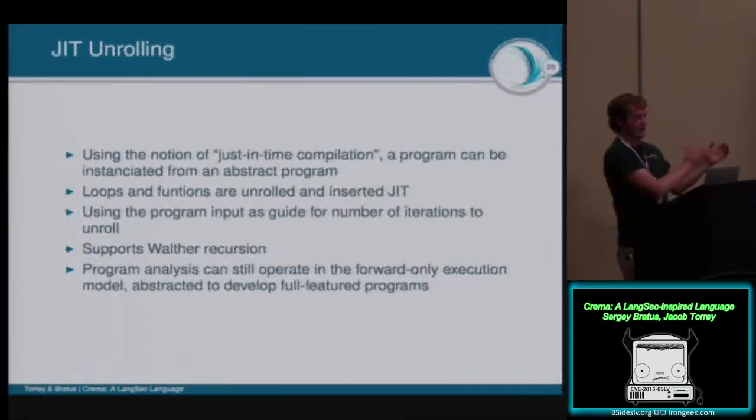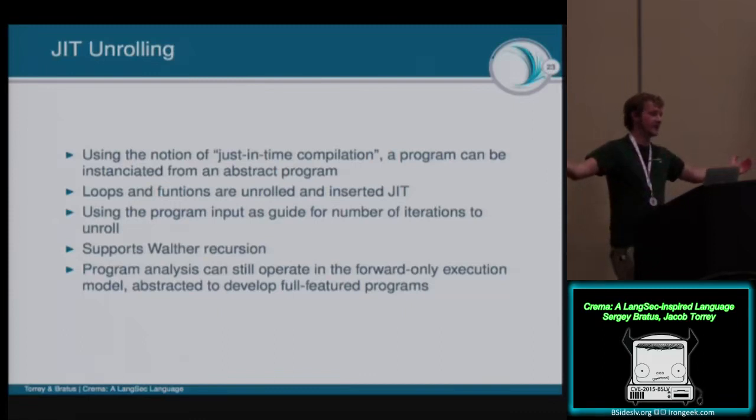So you have your abstract program, you do just-in-time compilation or loop unrolling and function insertion, and then you end up with a very long and inefficient forward-only execution program, which you can then formally verify. You can then put in random input lengths if you'd like to do some analysis in an abstract sense. This supports Walther recursion, which essentially means that as long as you can compute how many loop iterations there are as some function of the input, this model with just-in-time loop unrolling will be able to support that while still running in that very constrained forward-only execution model.